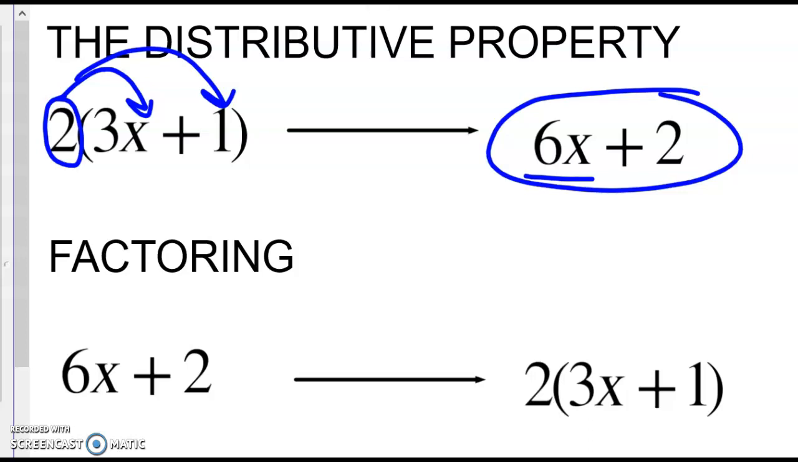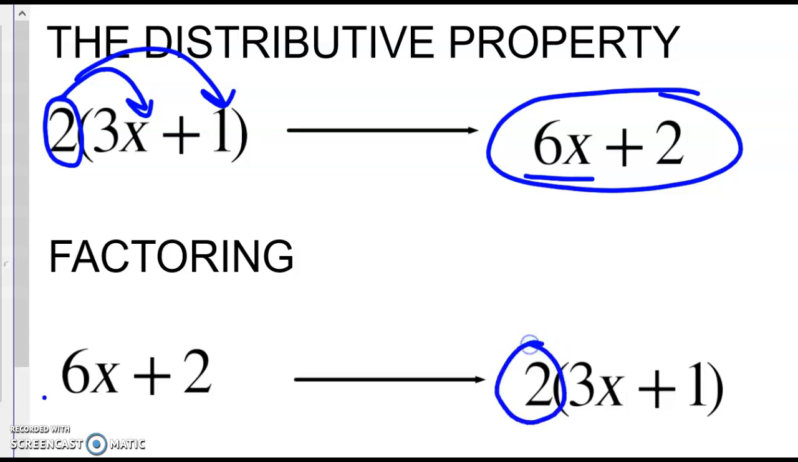6x plus 2. I look at these and I say, okay, 6x and 2. What factors do they have in common? Factors are numbers that multiply to get a number. So for 6, to get 6, I can multiply 6 and 1. I can multiply 3 and 2. Sorry about that. So I notice, okay, 6 and 2. For 2, the only factors to get 2 are 2 and 1. So I could take out a 2.